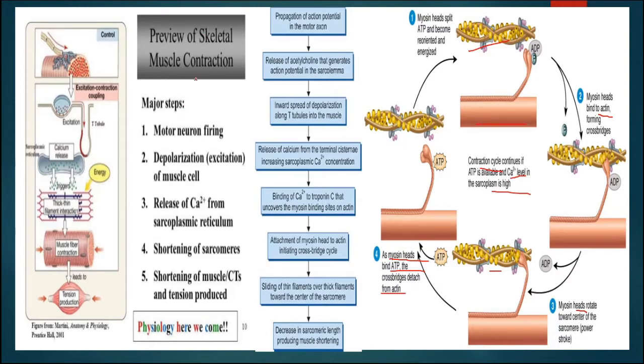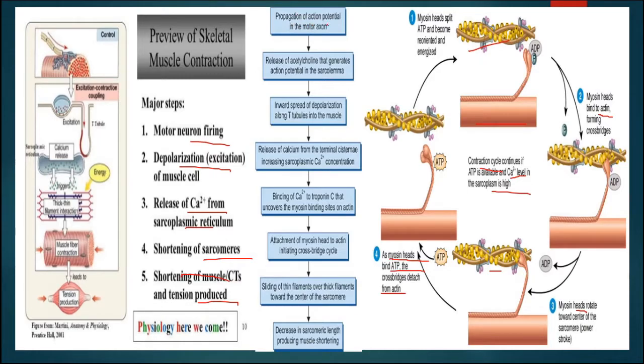So, skeletal muscle contraction involves major steps: motor neuron firing, then depolarization, that is excitation of the muscle cell, with the release of calcium ion from the sarcoplasmic reticulum, and shortening of the sarcomere. Now, shortening of the muscle and tension is produced. In this way the muscle contraction will take place, and here we can see it in tabular form also, as a flow chart.